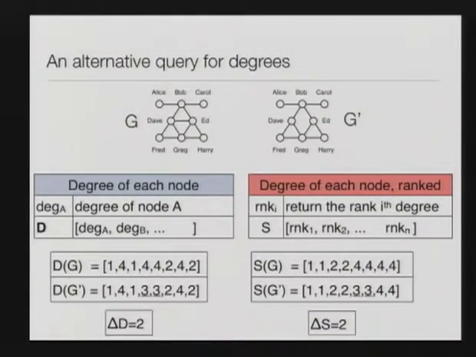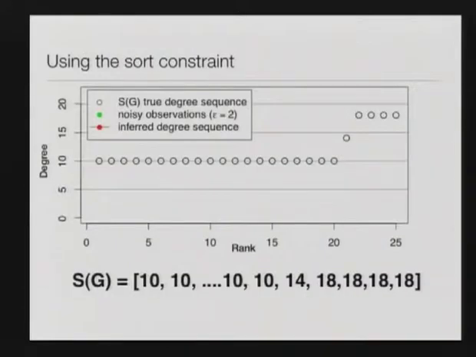But the advantage of asking for this ranked query is that I have a whole set of constraints that I know hold over the true answer. And when they're violated by my noisy output, I can use that to my benefit. So let me show you how we use that.